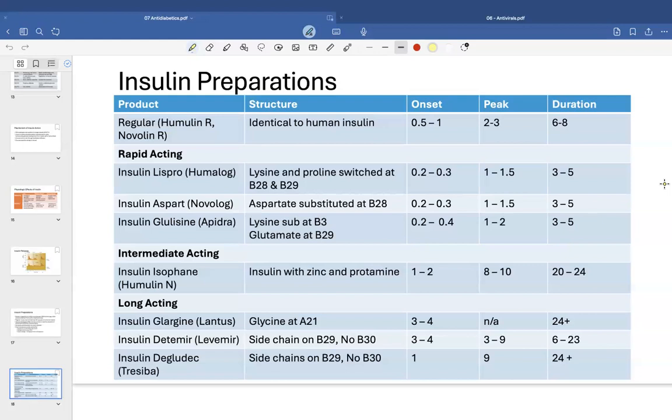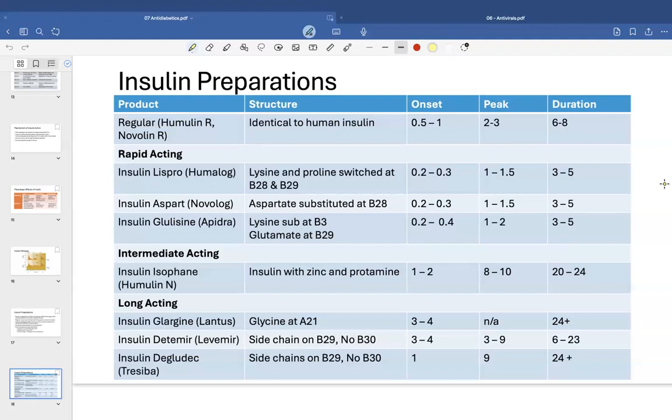Intermediate acting. Then we have insulin N. This is a bit of an older product. It's been around for a while. This basically takes zinc and protamine. Again, those are certain modifications you can take to regular insulin to make it longer acting. And in the case of insulin N, we now have an onset between 1 and 2 hours. It peaks in about 8 to 10 and gives you a 20 to 24-hour duration.